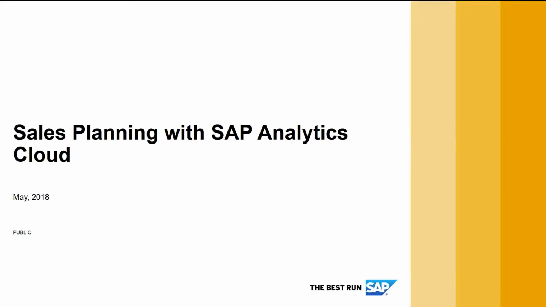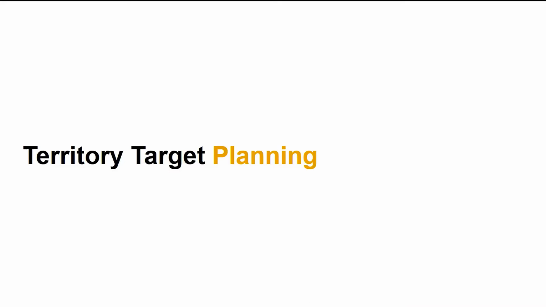Hello, in this video we will see sales planning with SAP Analytics Cloud based on data acquisition connection to SAP Sales Cloud, formerly known as SAP Hybris Cloud for Customer. Territory target planning is top-down planning on level of territories and sub-territories.